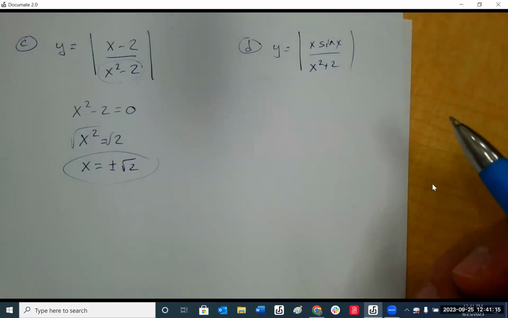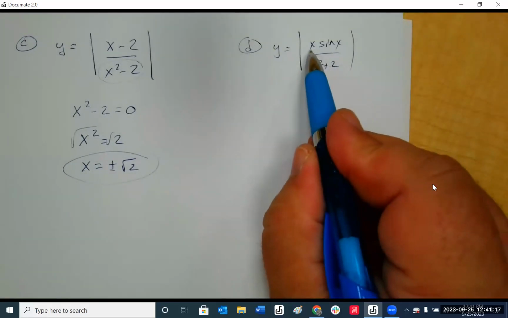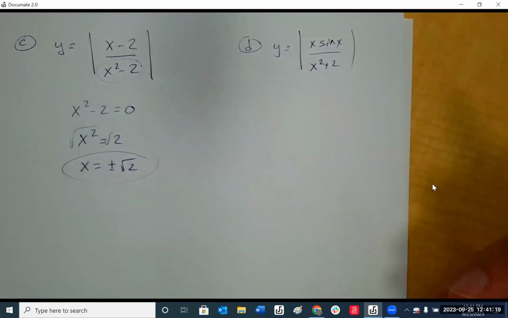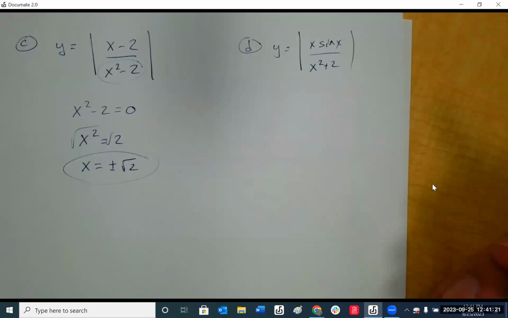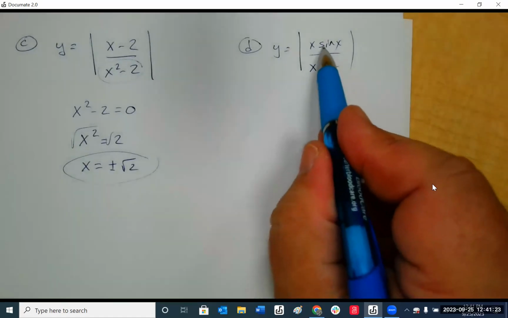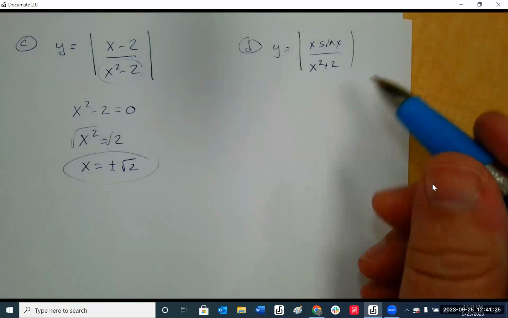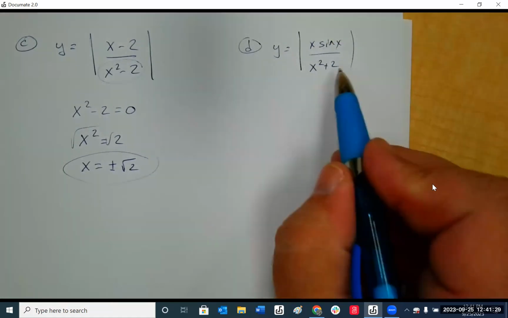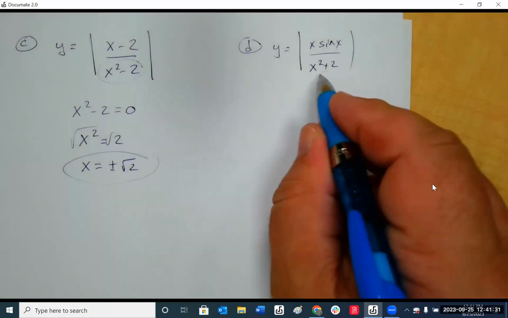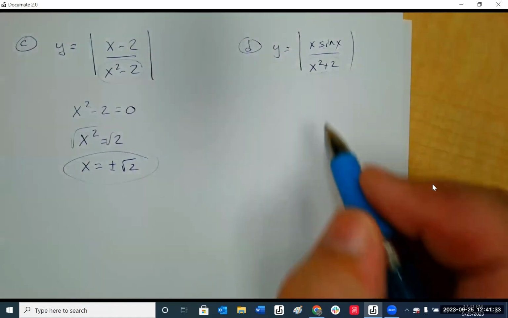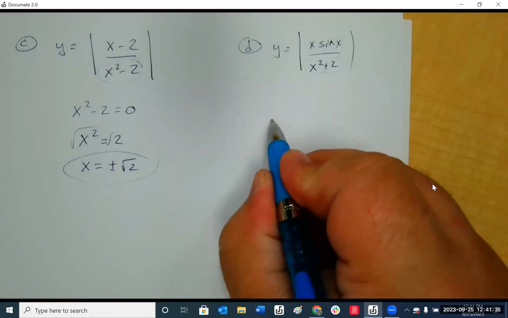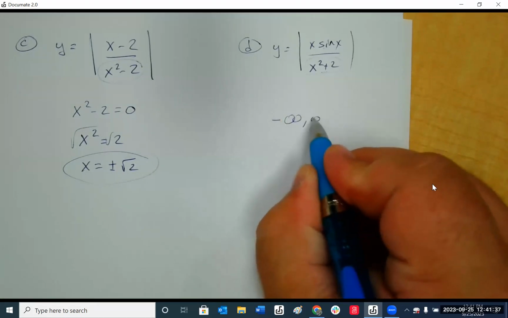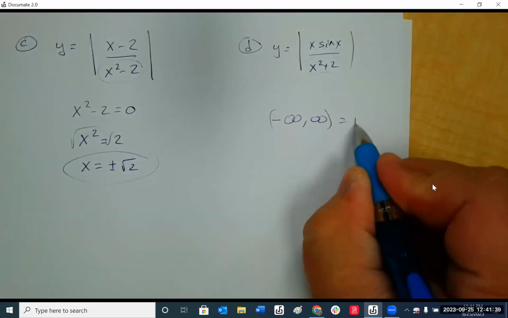How about the last one? Does the top have any restrictions? No, because sine is bounded by 1 and -1, and x is negative infinity to infinity. On the bottom, x squared plus 2 can never equal 0. So this one is from negative infinity to positive infinity. All real numbers.